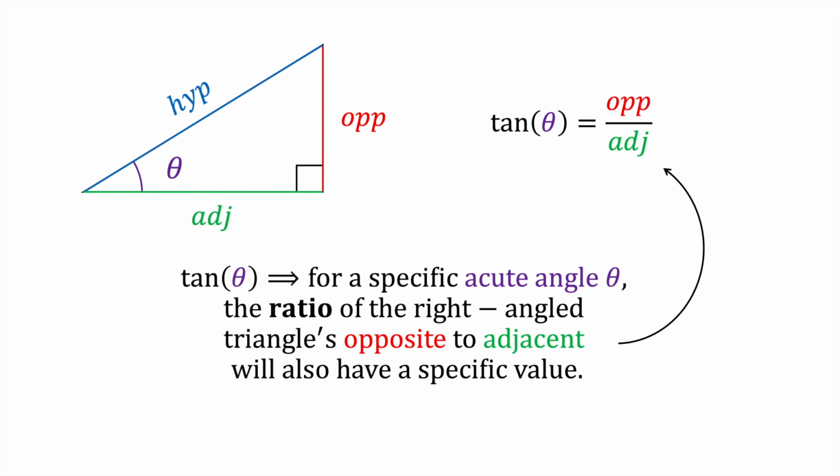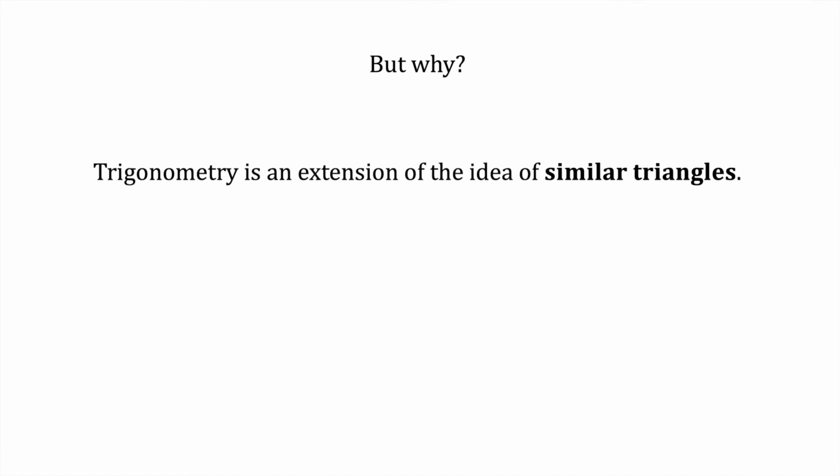When you see tangent, think opposite divided by adjacent. Or conversely, when you see opposite and adjacent, think tangent. But why? These trigonometric ratios are an extension of the idea of similar triangles.